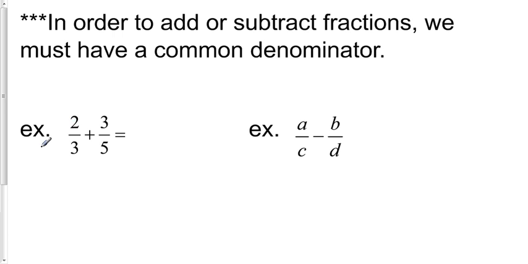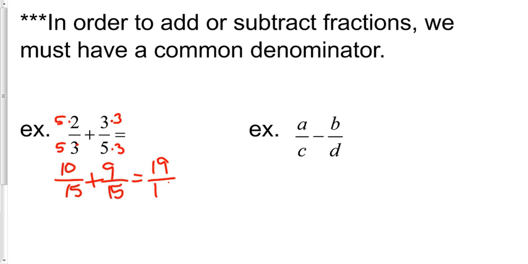We can get a common denominator of 15 by multiplying the first fraction by 5/5 and the second fraction by 3/3. And you would rewrite your two fractions as 10/15 plus 9/15, just multiplying each number here. Now 10 plus 9 gives you 19, so our answer would be 19/15. Okay, and we can leave it as that improper fraction.